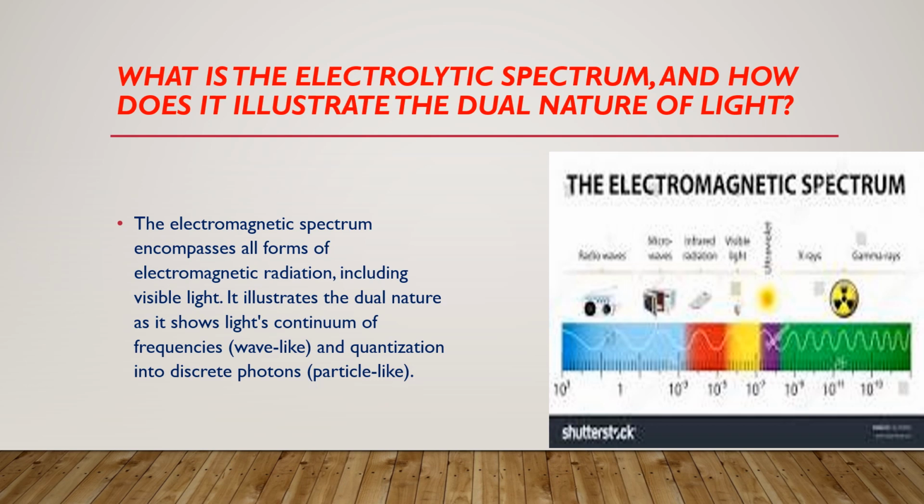What is the electromagnetic spectrum and how does it illustrate the dual nature of light? The electromagnetic spectrum encompasses all forms of electromagnetic radiation, including visible light. It illustrates the dual nature as it shows light's continuum of frequencies and quantization into discrete photons.